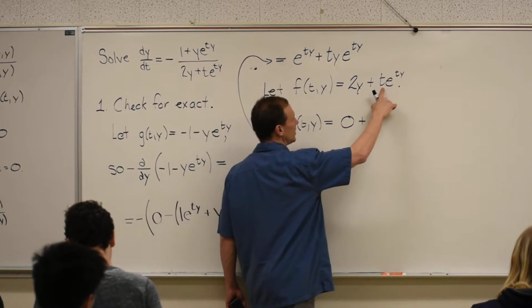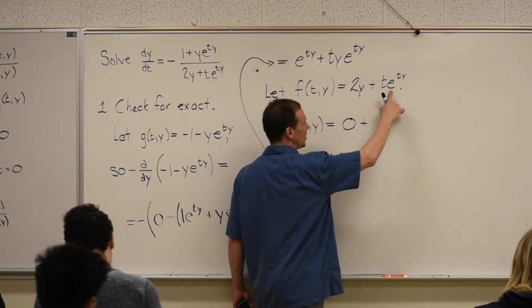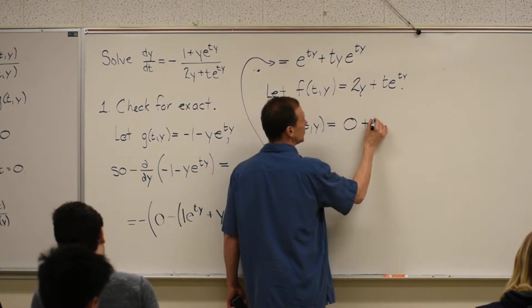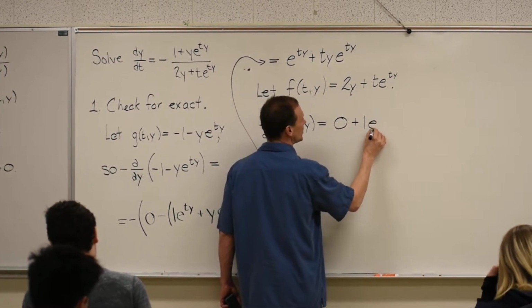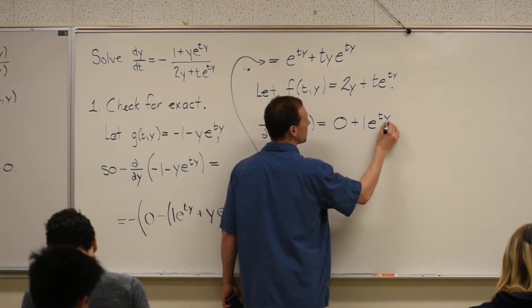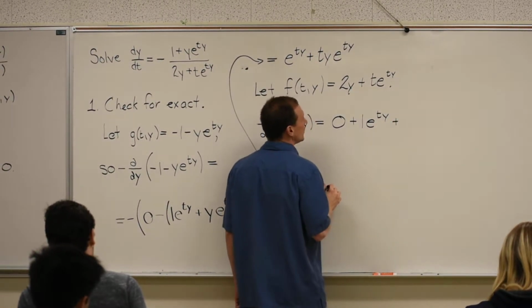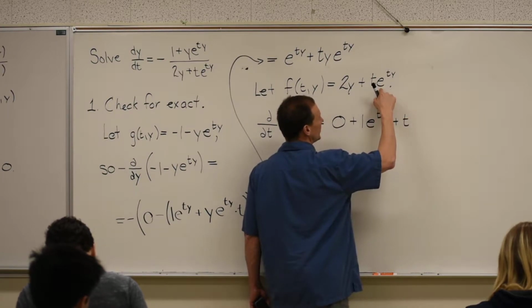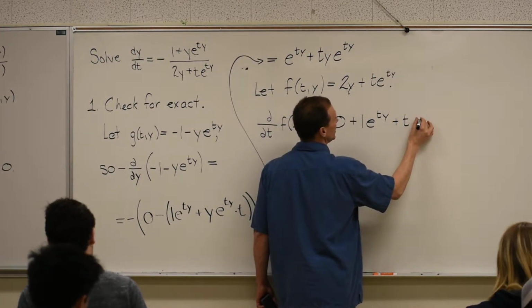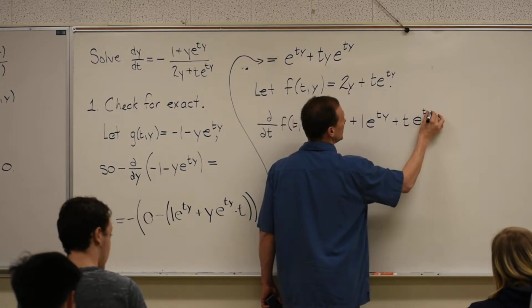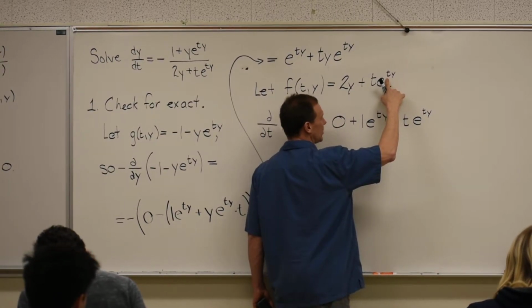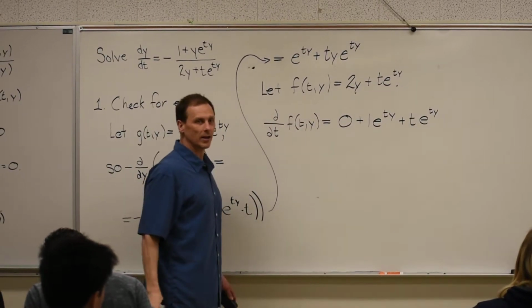Oh, and now here's t, there's a function that also has a t, so we have a product. So the derivative of t is 1 times the second, which is e to the ty, plus the first, which is a t, times the derivative of the second, that's going to be e to the ty, and now t is the variable, so what's the derivative of ty?